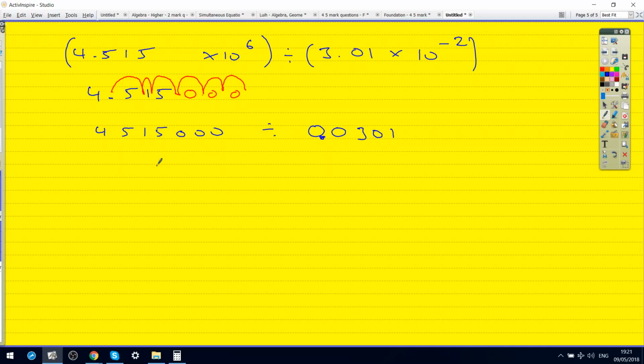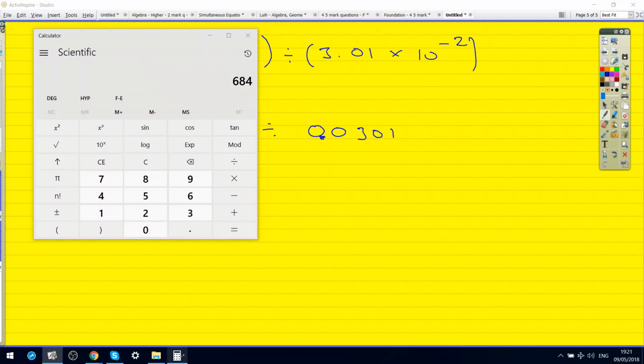It's giving me 1.58E8. I think that's in standard form. Let me just see what my calculator says.